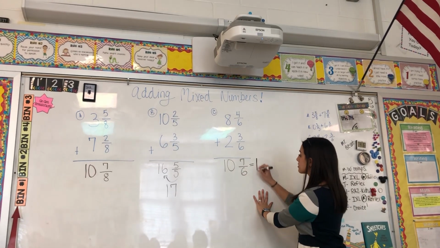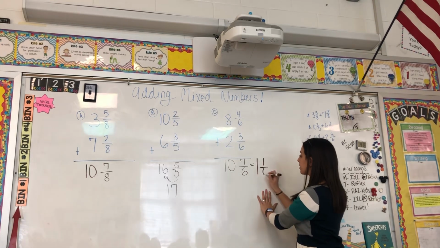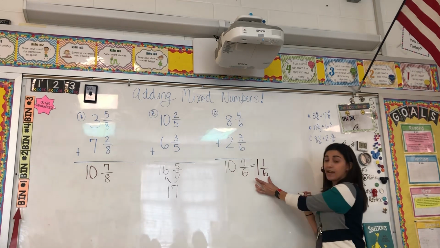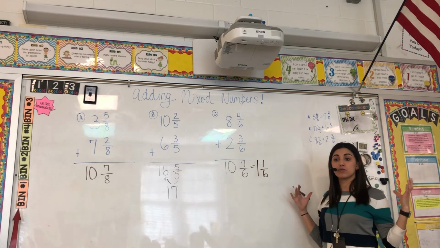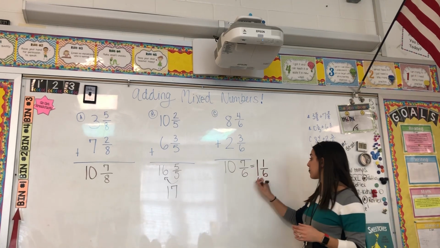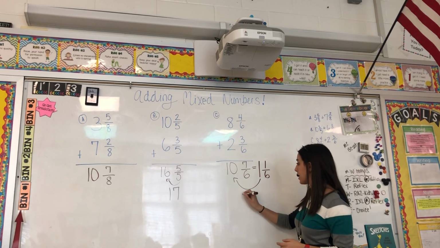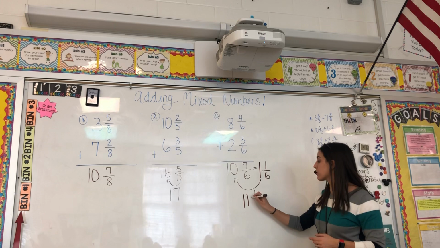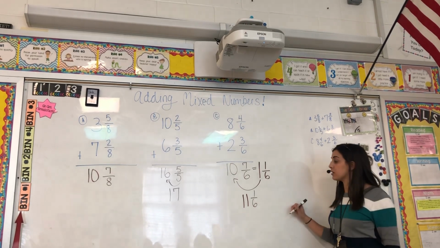It goes in 1 time with 1 left over. And my denominator is the same. I now have 10 wholes, and then I have my mixed number, 1 and 1/6. I don't want to have 2 separate answers. I want to keep them together. So I bring that 1 whole and I add it to my 10, making it 11 wholes, and I bring down the fraction that I figured out before, making my final answer 11 and 1/6.